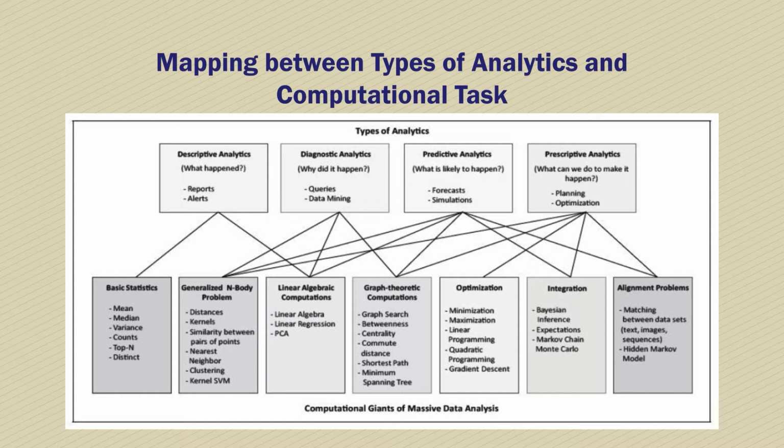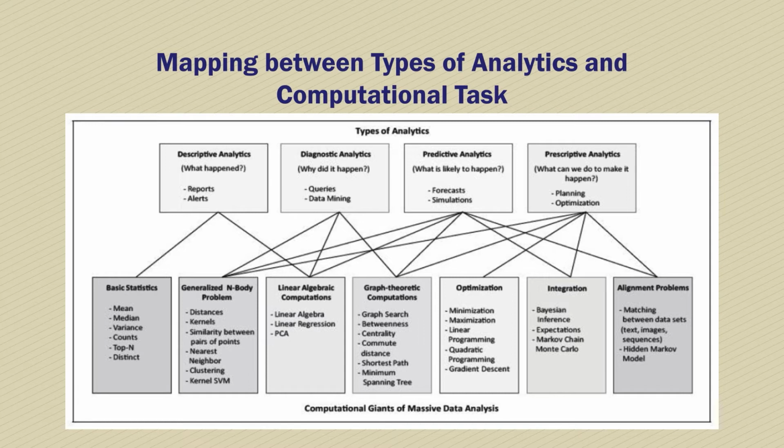In the case of predictive analytics, what is likely to happen? So we are doing some kind of simulation, some kind of forecasting, where we use different distance based similarities. We use different graph based techniques. Not only that, we also use some kind of optimization techniques. We use some kind of integration techniques. We use Bayesian techniques to actually find out what is likely to happen in the future.